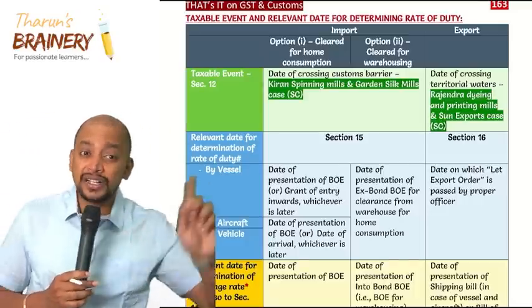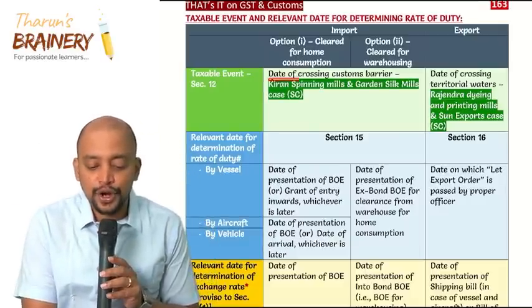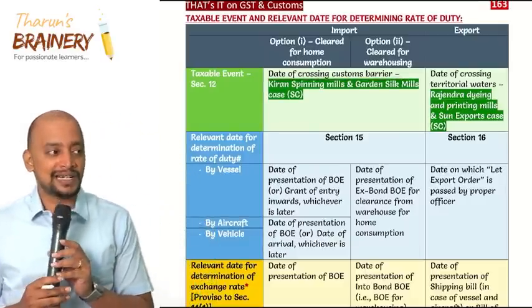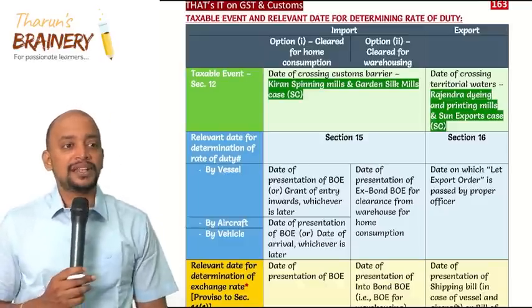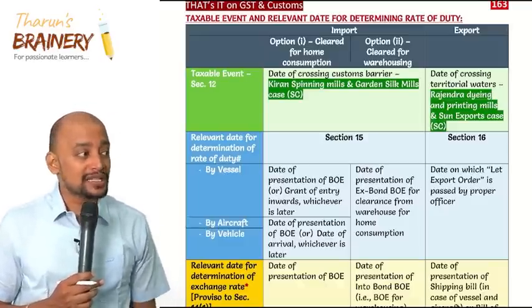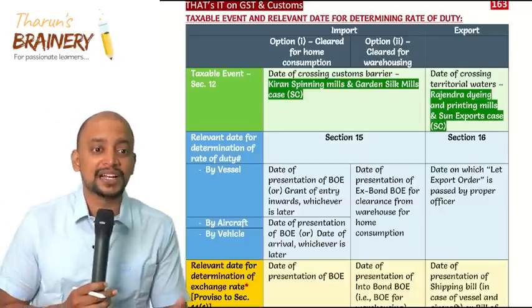It is not the date on which the goods are imported, but the date on which goods cross the customs barrier, that will be taken. Okay, it is not the date of import, but the date on which goods cross the customs barrier, that will be taken. What is the meaning of customs barrier? Customs control.